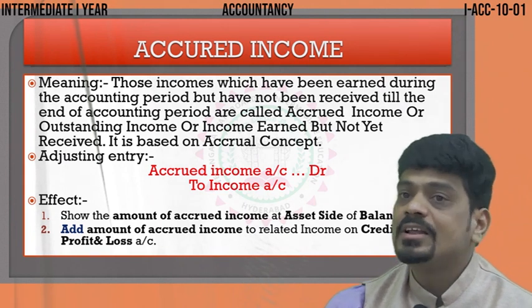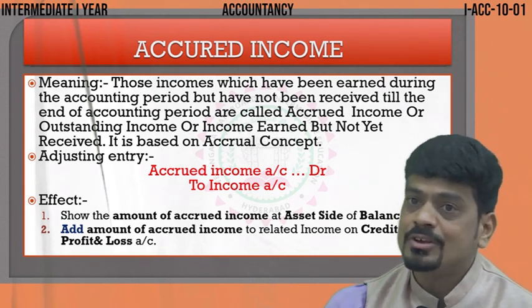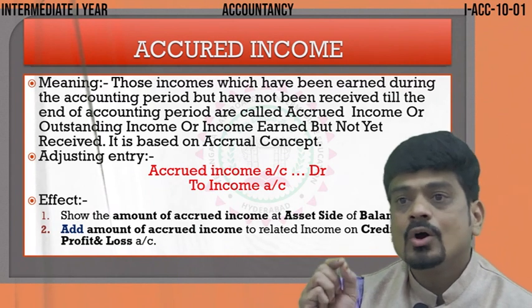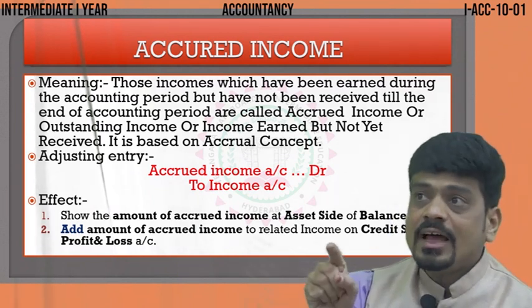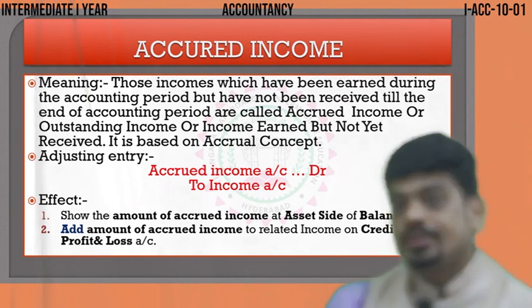Related income. If it is interest, I'll add to interest. If it is commission, I'll add to commission. That too where? On the credit side of profit and loss account. These effects are very important.